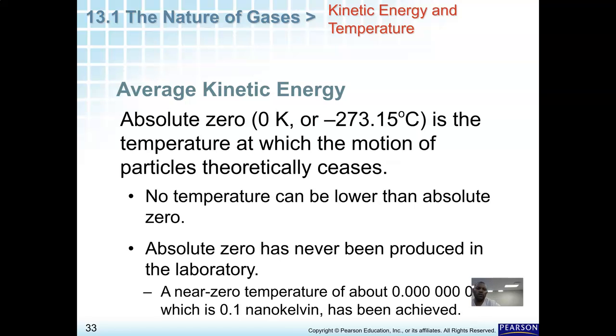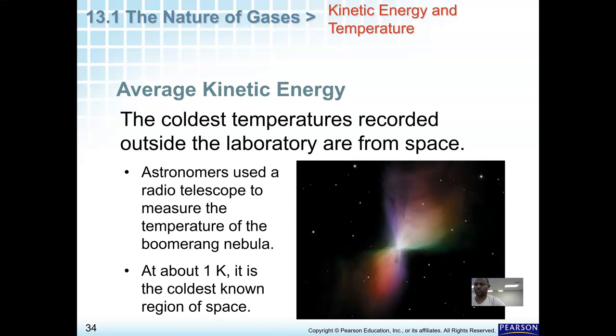Absolute zero has never been produced in the lab, by the way. What scientists did is approach 0.1 nano Kelvin, which is 1 times 10 to the power of negative 10 Kelvin, but they never got to 0. That means no scientist has reached absolute zero so far. That tells you that there is a lowest limit of temperature, even though there is no higher limit on temperature.